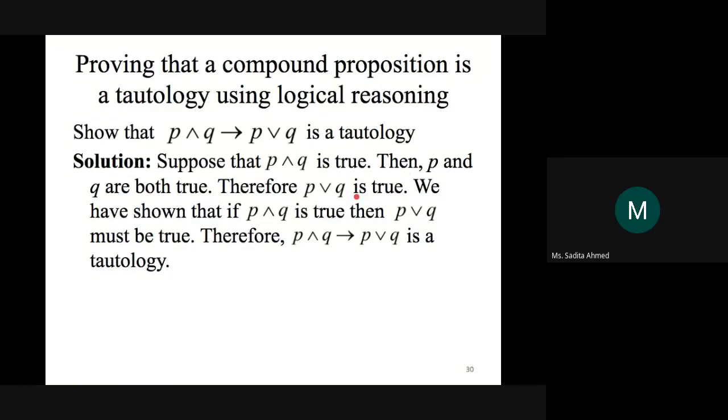So you see, we started from the assumption that P and Q is true, and from there we got to the conclusion that if P and Q is true, then we can conclude that P or Q is also true.